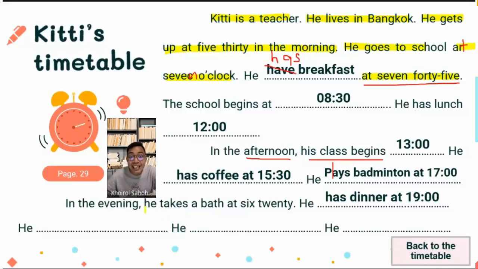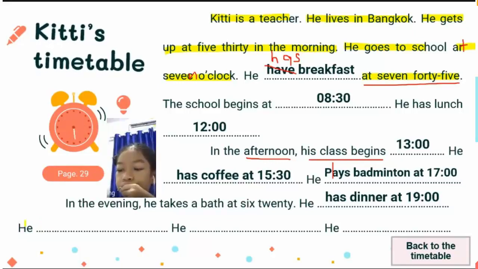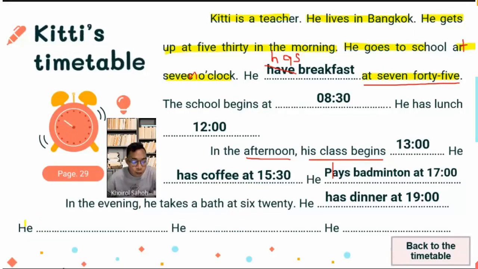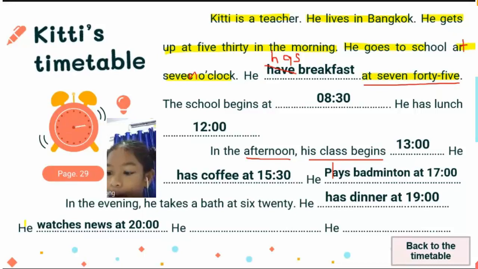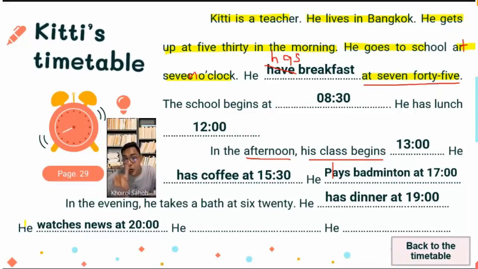And what does he do after that? What does he do after that? Watches the news. News. Okay, so he watches news at 8 o'clock in the evening, right? 8 o'clock. Number 6. ใช่ไหม แล้วก็ Okay, what does he do? What does he do after that?